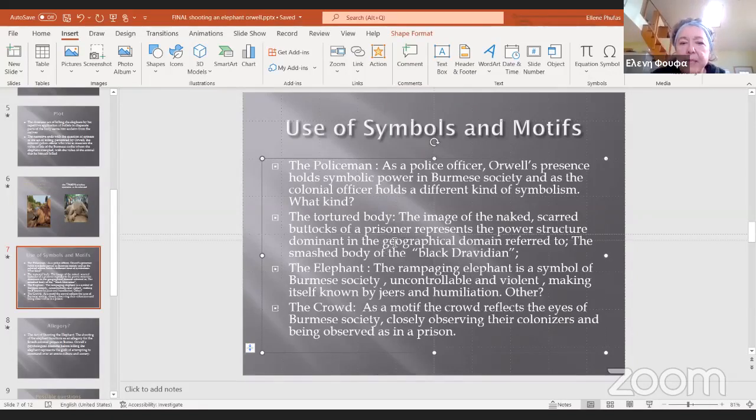Again, we have these images of human beings who are completely smashed by a power that does not regard them at all. The elephant, the rampaging elephant, is a symbol of Burmese society. Now, earlier I said it could be interpreted as a symbol of the colonizer. There are different interpretations of that as well. And the motif of the crowd reflects the eyes of Burmese society. They're closely observing their colonizers and being observed as in a prison themselves. So there's this mutual observation that goes on in the society.